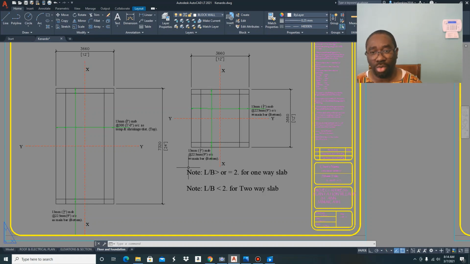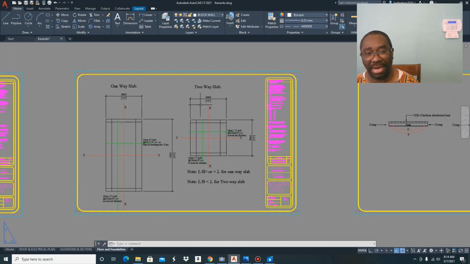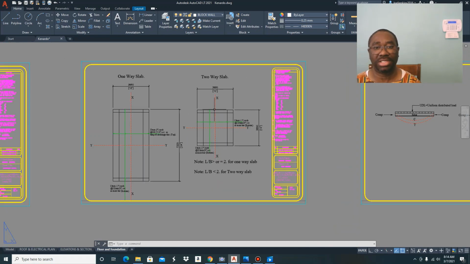In a two-way slab now, if you look at the dimensions for the two-way slab, you will see that the length is 12 feet and the width is 12 feet. So both the length and the width are the same dimension. If you divide 12 into 12, you're going to get 1, and that is less than 2. So you're dealing with a two-way slab.